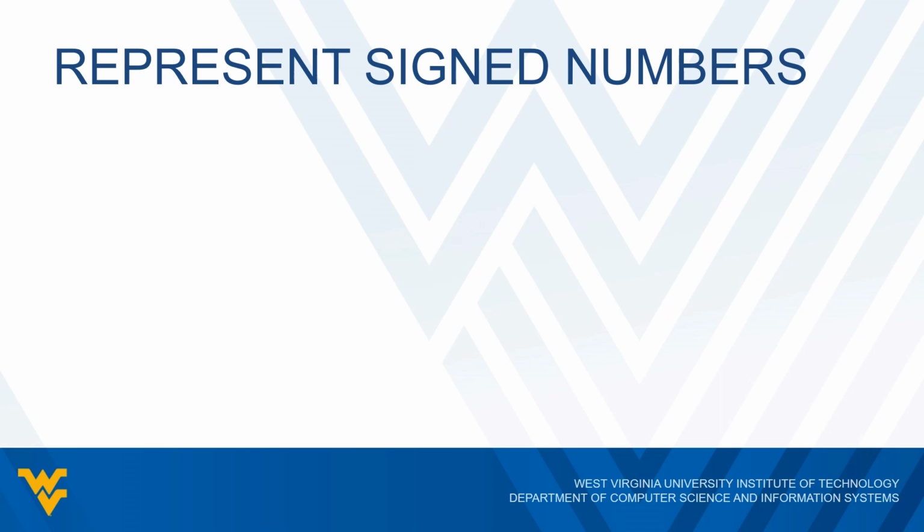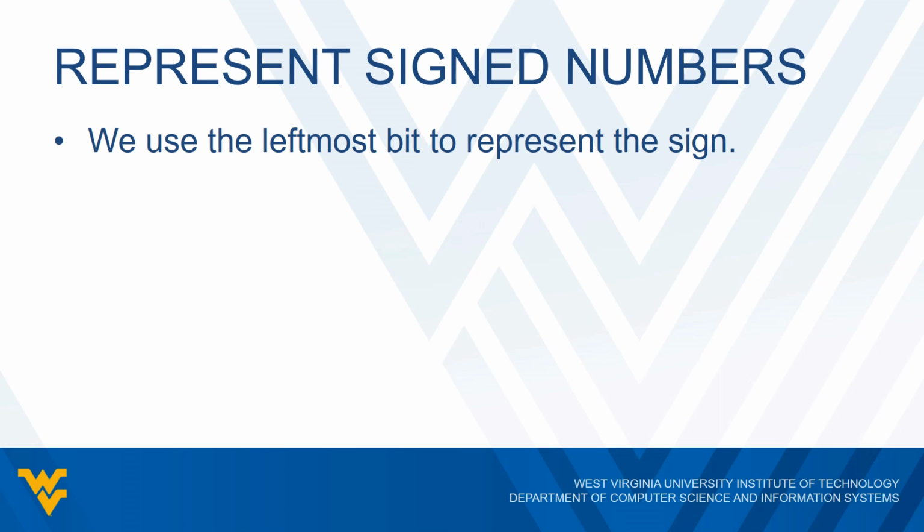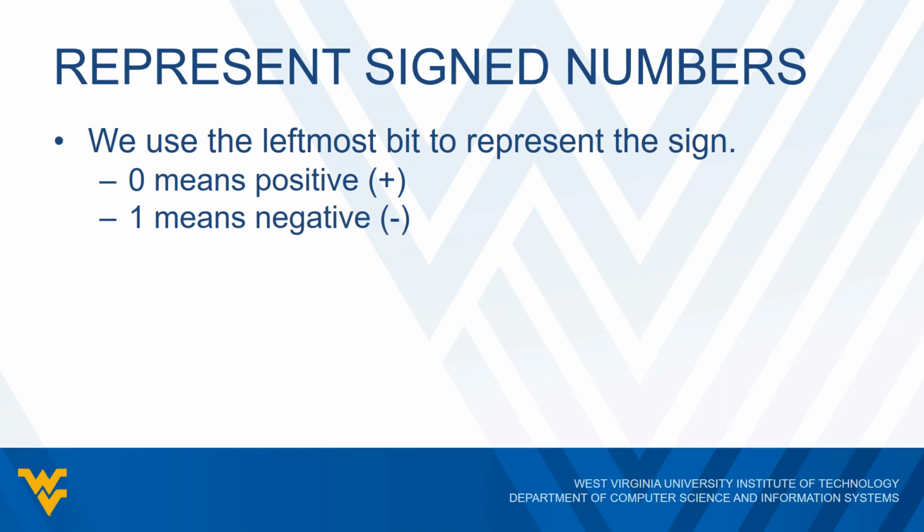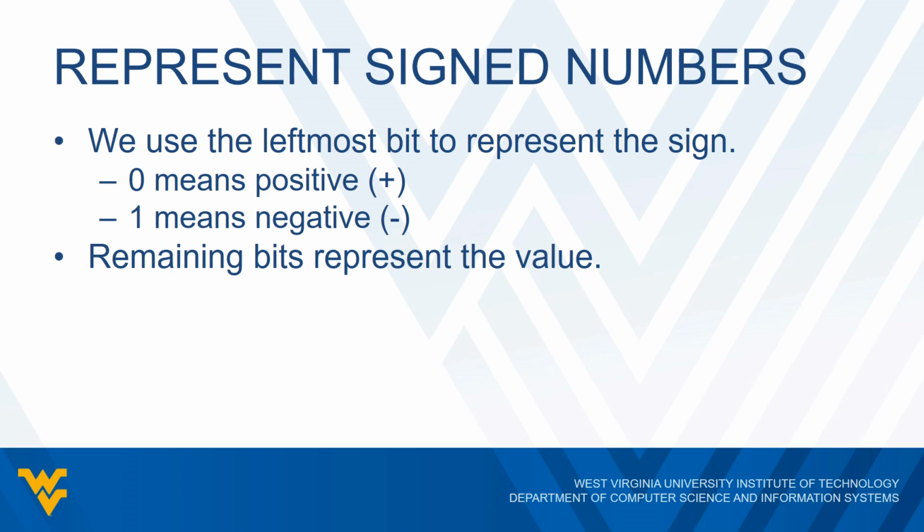Binary digits not only represent whole numbers, but they can also represent other forms of data, including signed integers, decimal numbers, and characters. So for example, if we want to represent signed integers, we can use the leftmost bit of a number to represent that sign. So here, 0 would mean positive, and 1 would simply mean negative. And the remaining bits would be used to represent the magnitude of the value.